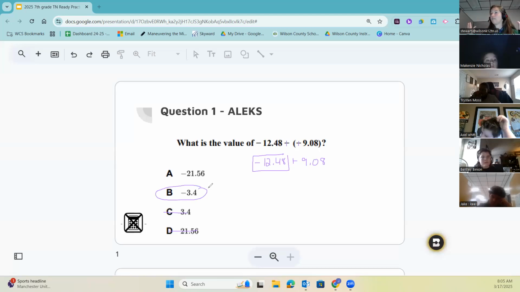Okay. But I know 12 plus 9 is going to give me 20 something, right? And 12 minus 9 is going to give me 3 something, right? You with me? Okay. So I didn't have to do any calculations. I just knew my integer rules. It didn't even matter that they were decimals, right?